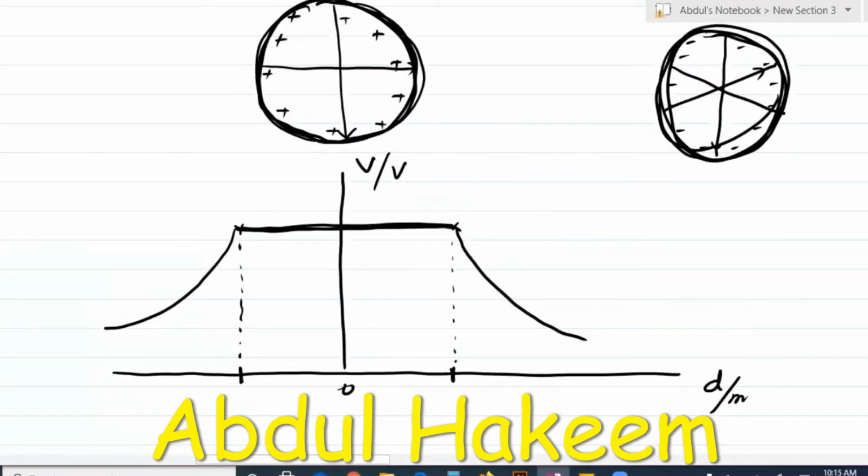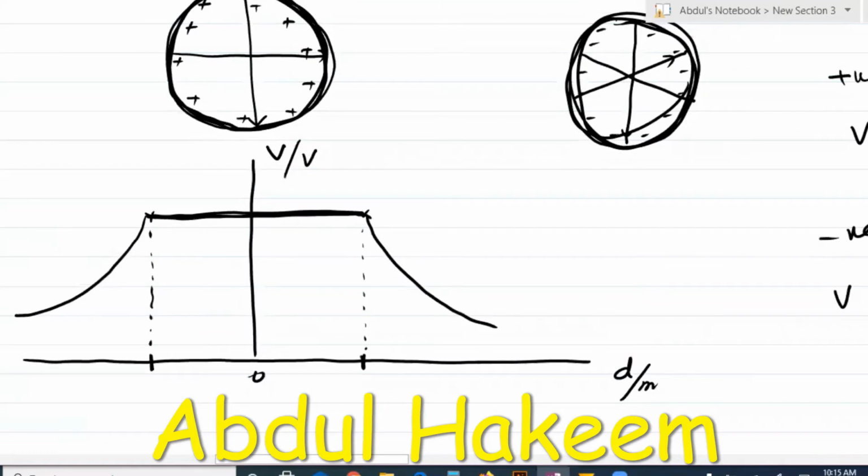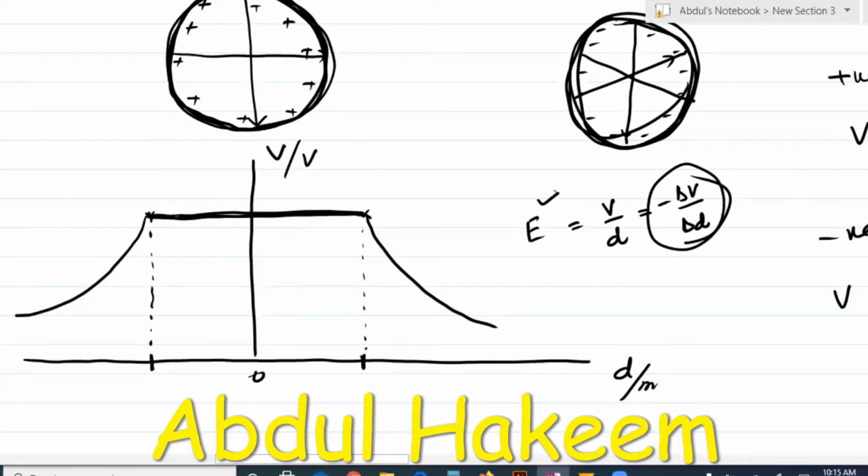Now, potential is a scalar, but remember, due to a positive charge it will be considered positive, and due to a negative charge it will be considered negative, but it remains a scalar. Now here, the gradient of this graph: E is equal to V divided by D in AS, but in A level, delta V over delta D. So the gradient of this graph is the electric field strength. From this end to this end, the gradient is 0. That's why the electric field strength inside the sphere, from surface to surface, remains 0. And then the gradient gradually decreases, so away from the surface of the charged sphere, electric field strength decreases.